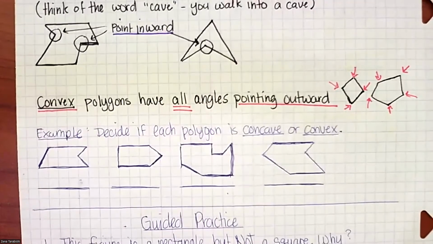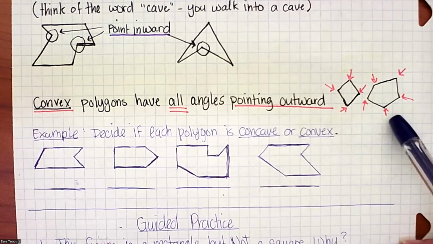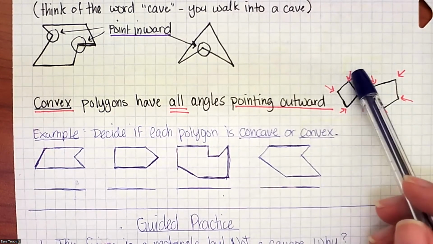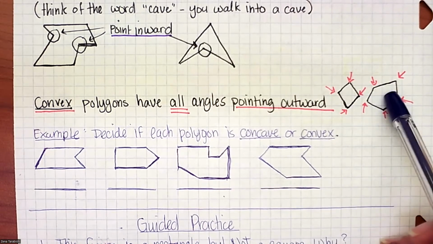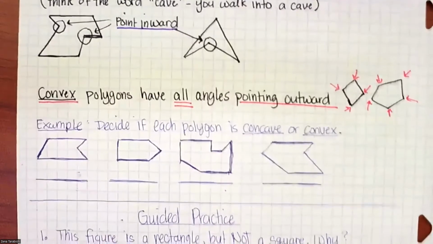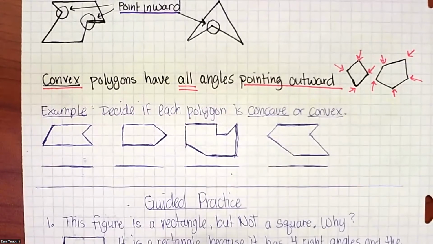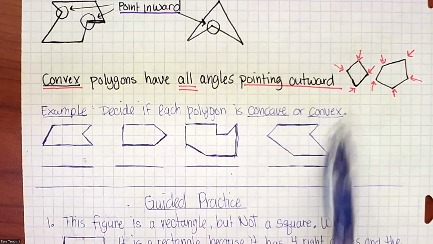Next, we have convex. So convex polygons have all angles that point outward. So all of these vertices, all of these angles here, you can see they're all pointing out from the center. They're not pointing towards the center. So next, let's do some practice. Decide if each polygon is concave or convex.